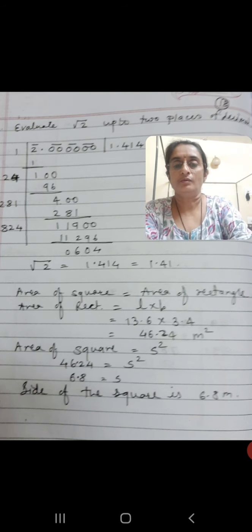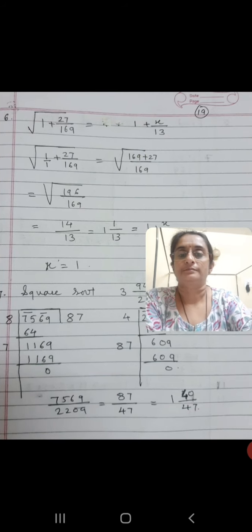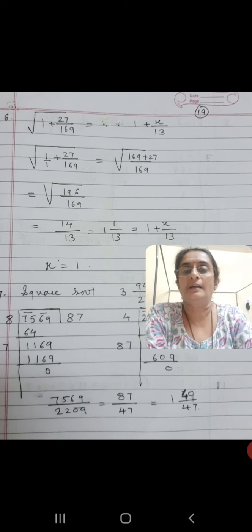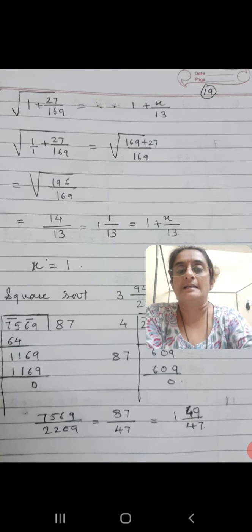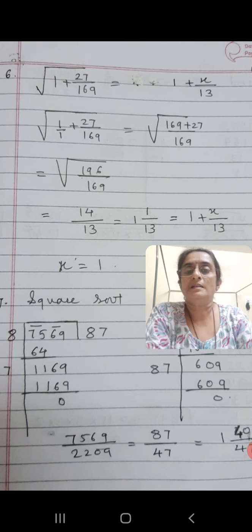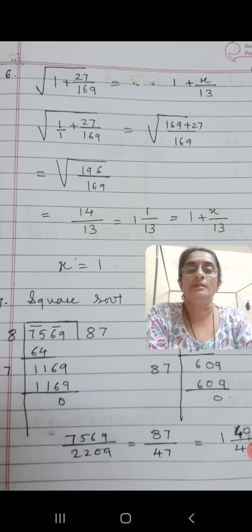Let us go to one more sum. Here, in the root, one value is given. You have to simplify it and find the value of x that is asked. Root of 1 plus 27 upon 169 is equal to 1 plus x upon 13.